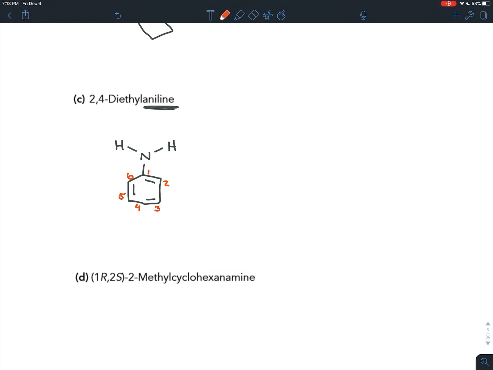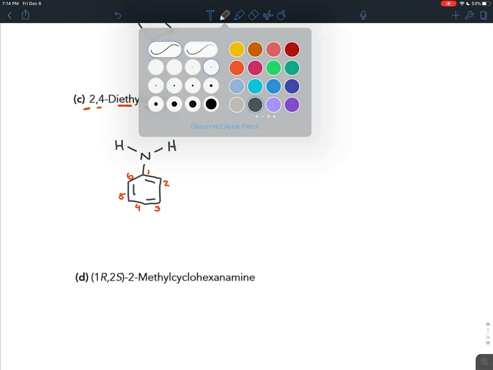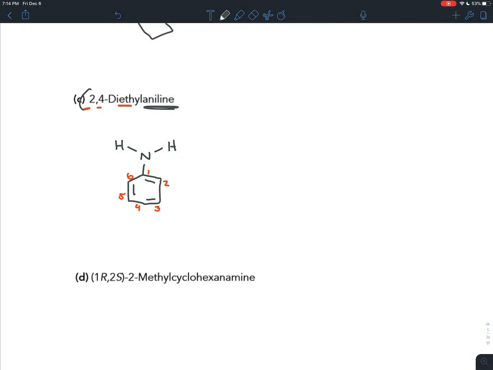Now we're going to have branches coming off of carbon 2 and 4. They're both going to be the same type of branch. That's why we have the prefix di. And the prefix eth means that there are going to be 2 carbons in these branches. So on carbon 2, we're going to have an ethyl branch.